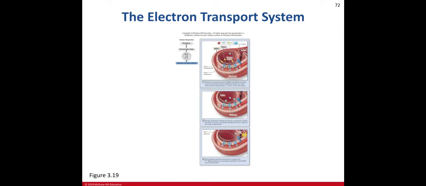And this is the diagram from your book, just showing you how the proton pumps are working to get the hydrogen gradient. And then as it falls back through, we're able to connect a phosphorus to an ADP to make ATP.